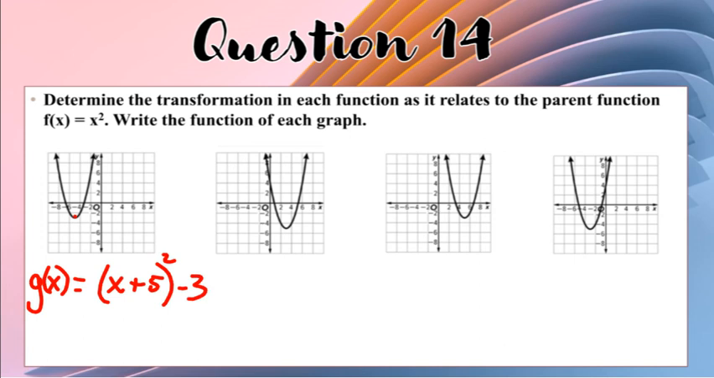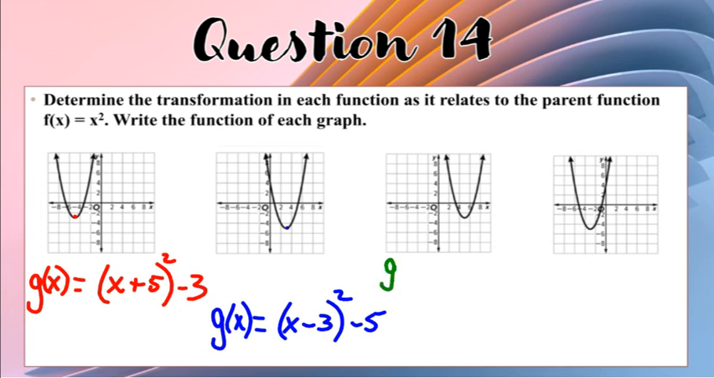Next one, g of x equals, still a parabola here. I have my x squared here. My vertex now shifted to the right 3, so this would be a -3. Again, it's always the opposite of what the x coordinate is. And then it went down 5, so -5.